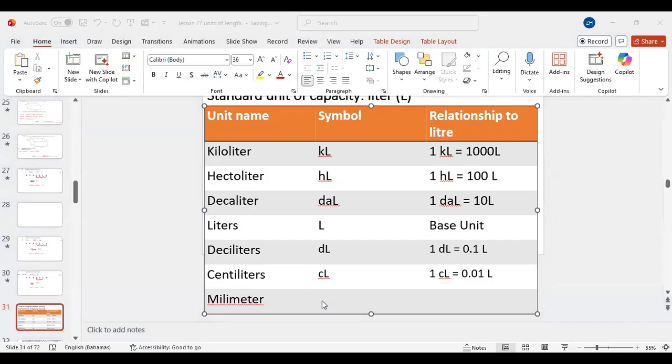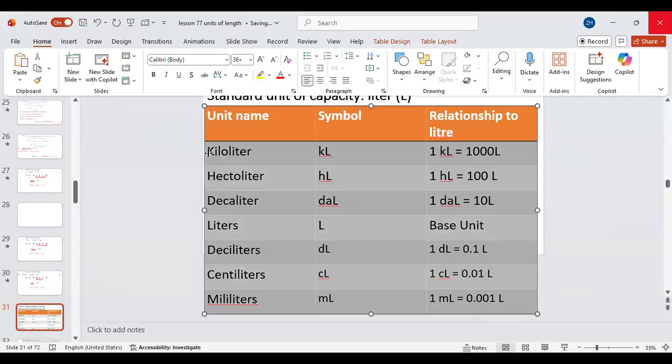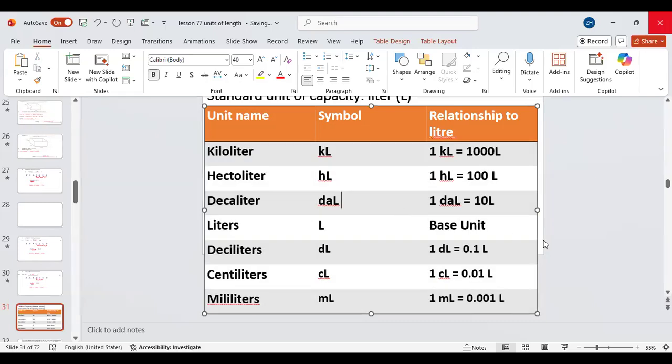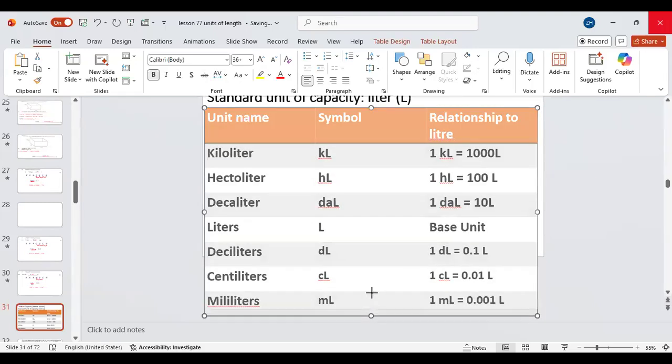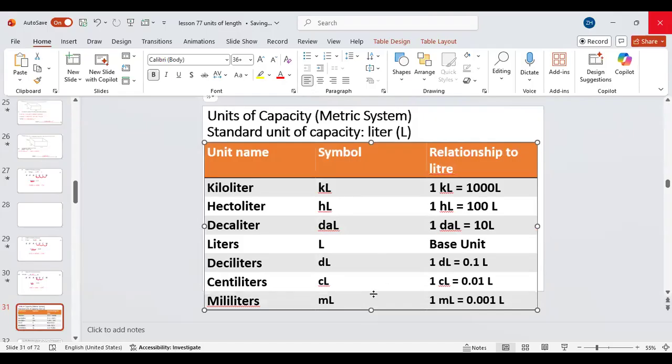Millimeter, milliliter. Let's go. Millimeter. Where did we get millimeter from? Oh, that was a test. Come on, man, Tyler, you know that. It was ML, not a test. That was a test. 1 mL equals 0.001 L. That AI messed up for once. That was a test. Come on, guys. All right, so this is what we have for capacity.